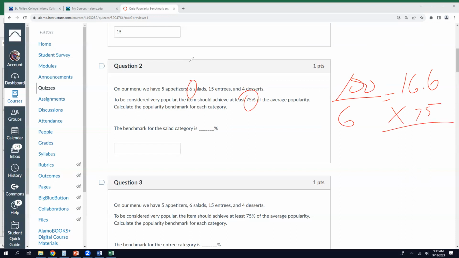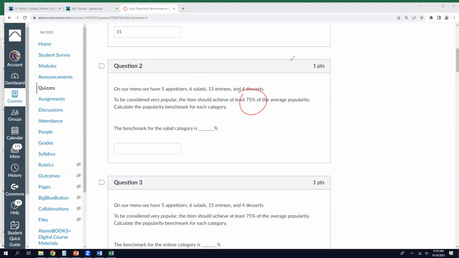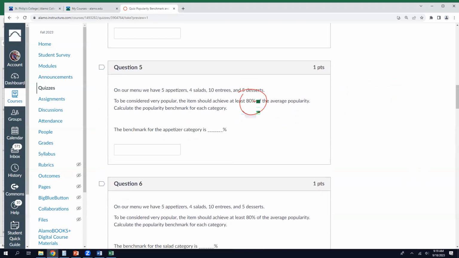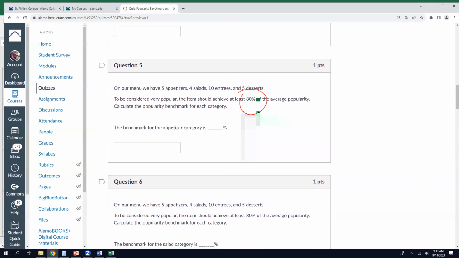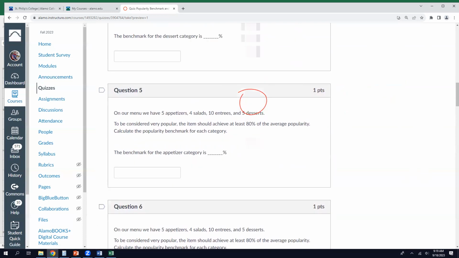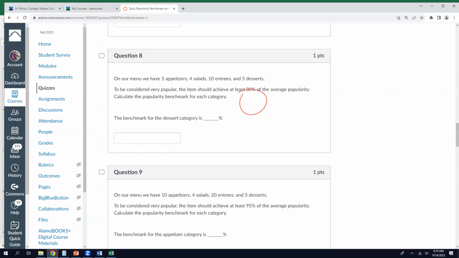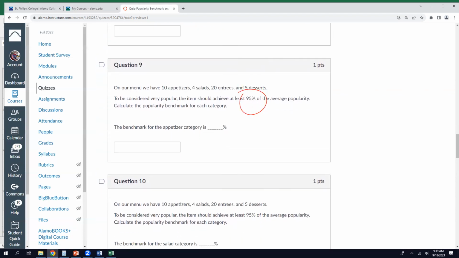Okay, so questions 1, 2, 3, and 4 use the same numbers, and we're always using the 75%. For questions 5, 6, 7, 8 we're sometimes going to change the numbers, maybe not always, but now that percentage is going to change. So 5, 6, 7, 8 is 80%. 9, 10, 11, 12 are going to be 95%.